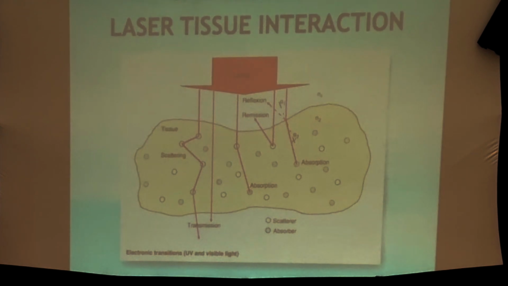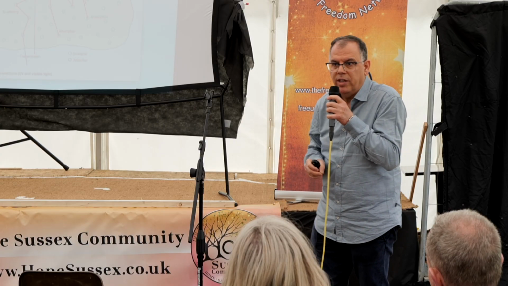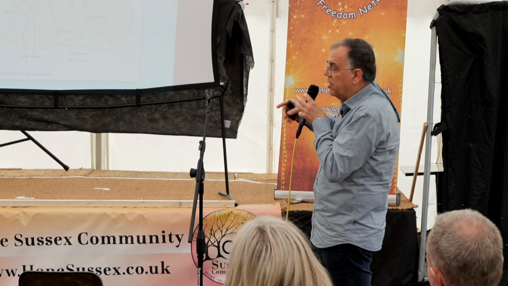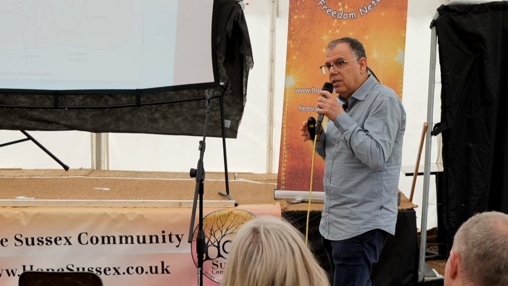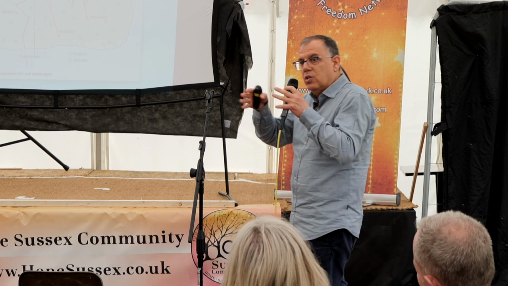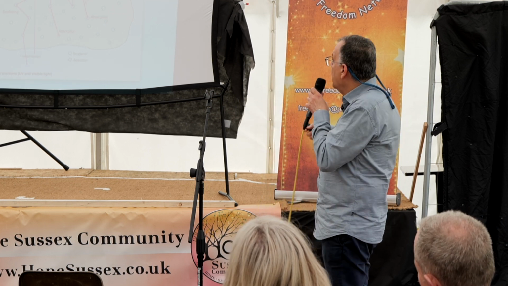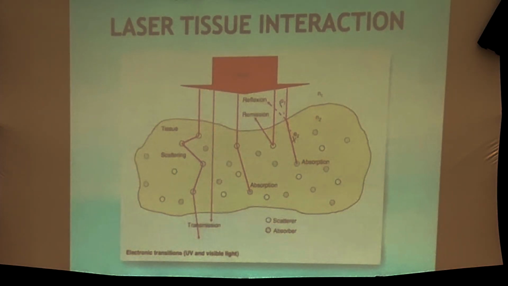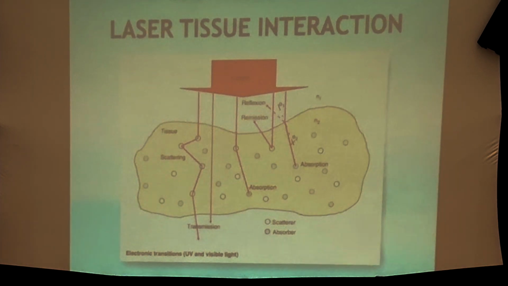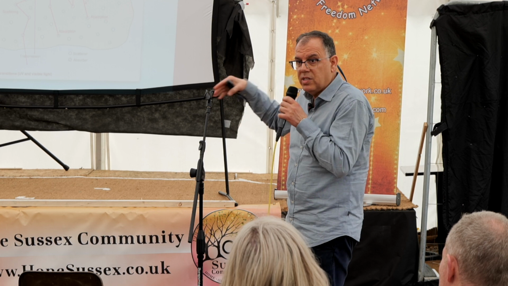Laser tissue interaction is very important. We have the scattering, which sometimes is beneficial, sometimes is not. We have the transmission. I will explain the scattering, because sometimes we need to irradiate an area, not a pinpoint, to do the job. So scattering is good to transmit and transfer the laser's energy to an area, okay? And the transmission is good as well. It could be transmitting through the skin and going to the organ or to the point we need to heal with the laser. So this is transmission.